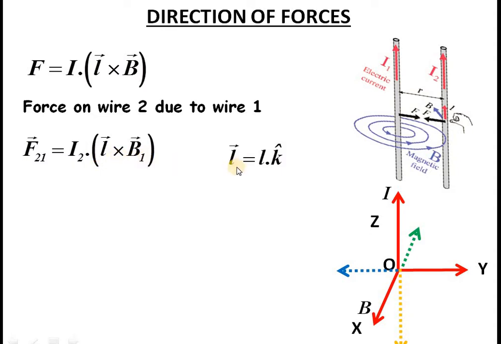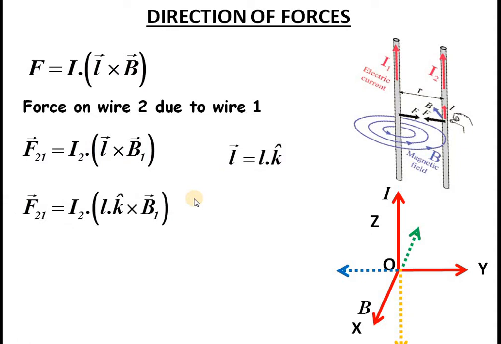What is L actually? Take the coordinate system with X, Y, Z axes, X with i cap, Y with j cap, and Z with k cap. From the figure you can see that the current is passing in the k cap direction, so the length is also along the same direction. So vector L is equal to L k cap. This is in the Z direction, since current is flowing in the Z direction.